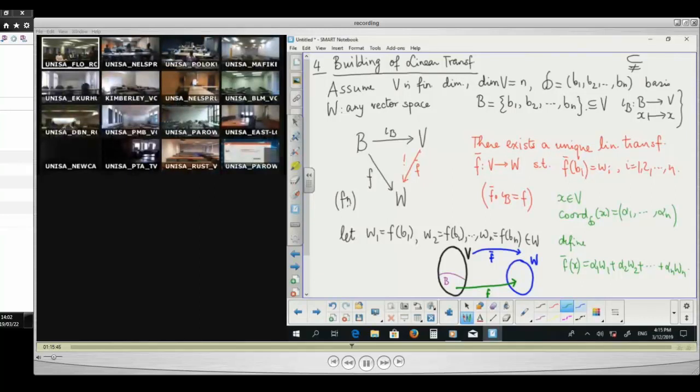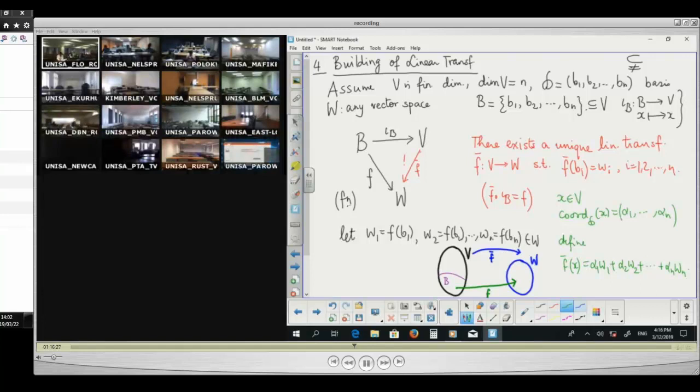But what is it also telling us? It is telling us ways to create linear transformations whose domain is finite dimensional. I didn't say anything about W other than the fact that it is a vector space. It could be infinite dimensional also. But if the domain is finite dimensional, that is my picture, then creating linear transformations with domain V is very simple. How? Well, I choose a basis.